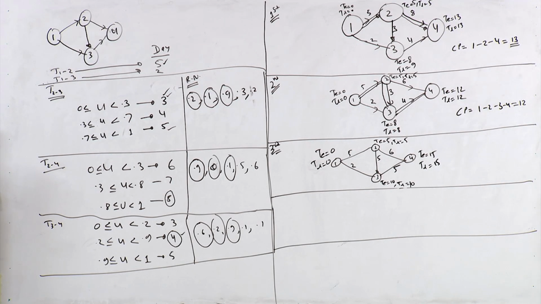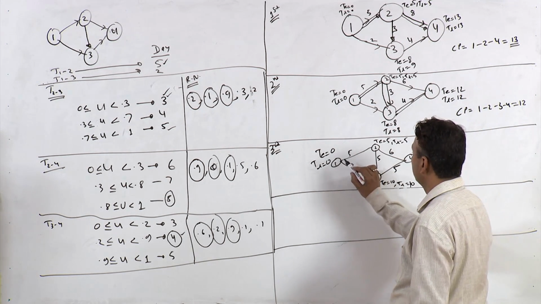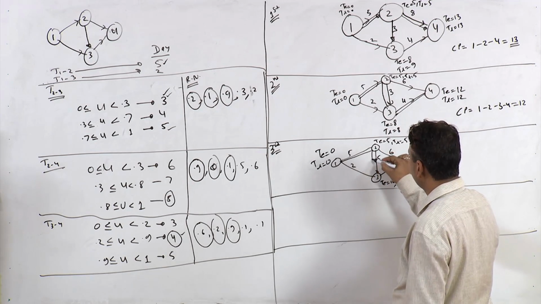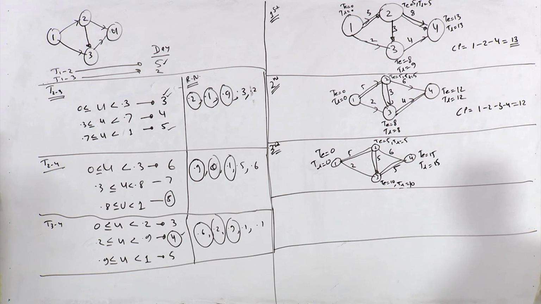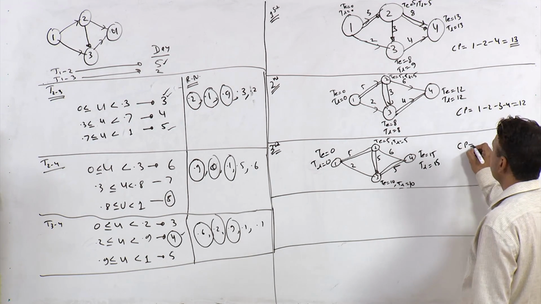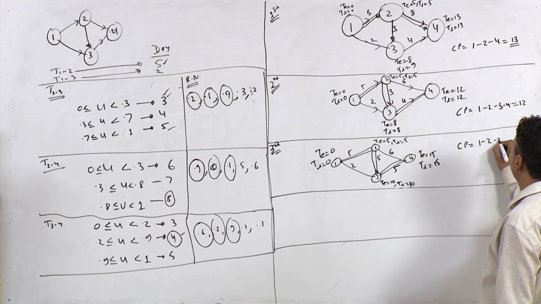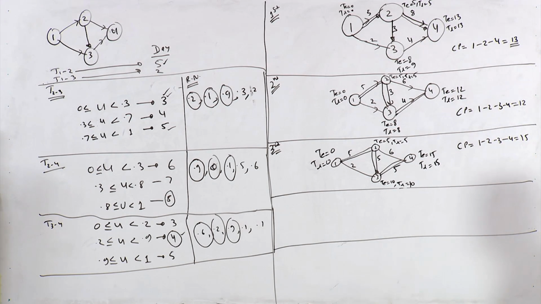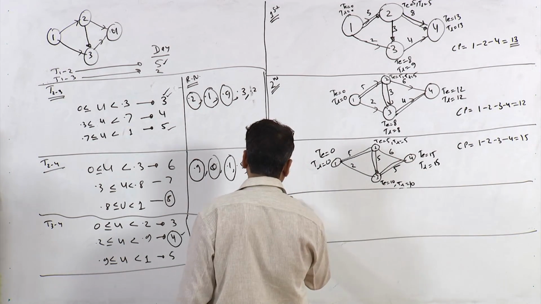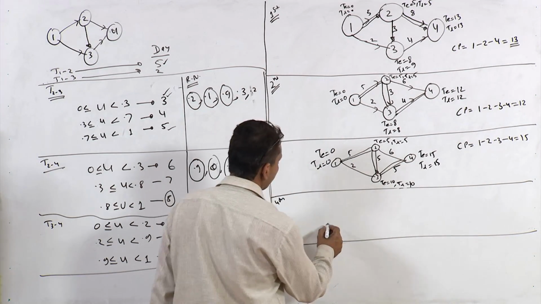Critical path is 1, 2, 3 and 4, right? So this is 1 to 2, 2 to 3 and 3 to 4. What's the total duration? 15 days. So CP, critical path, is 1, 2, 3 and 4, 15. Let's take the fourth time, we will do it quickly.